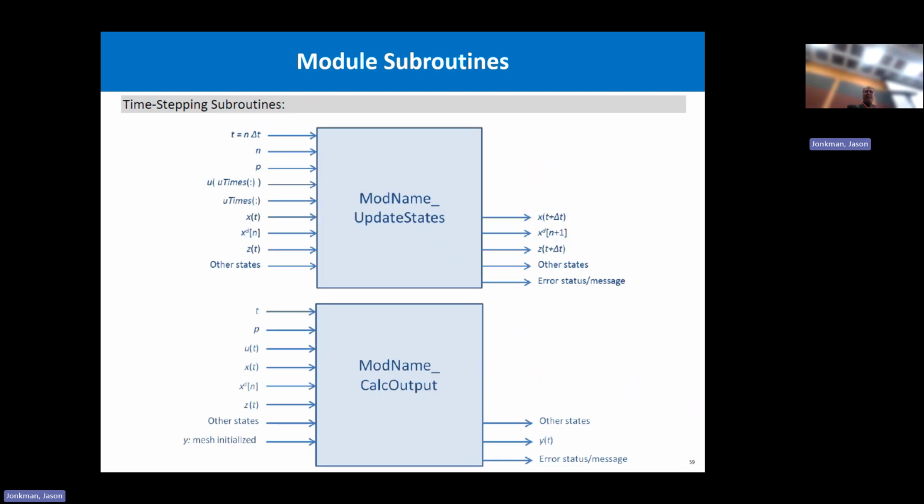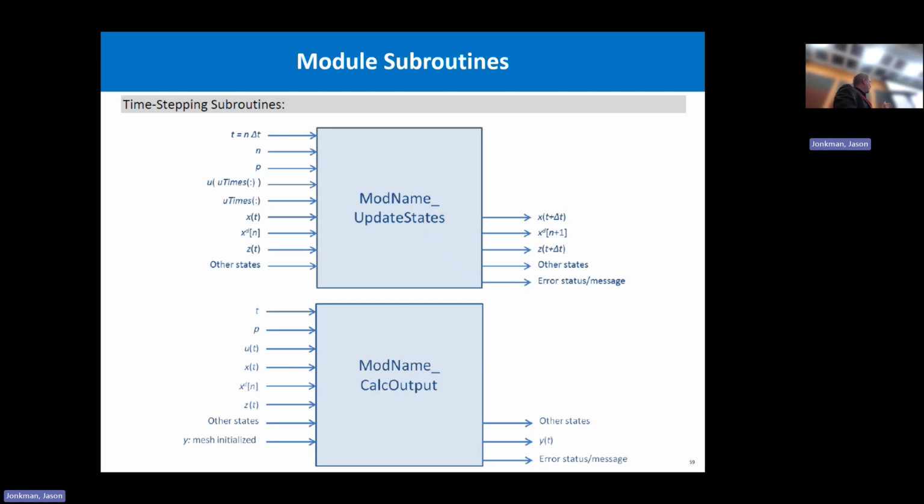The 2 main time domain subroutines you'll find in every single module of OpenFAST. One is the update states routine. That basically says, given the data that I need at time step n, advance that to the next time step n+1. So you see the states are coming in there, the inputs are going in there at n, and then that outputs the values at n+1.